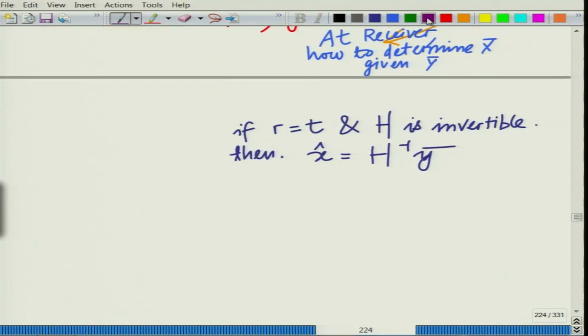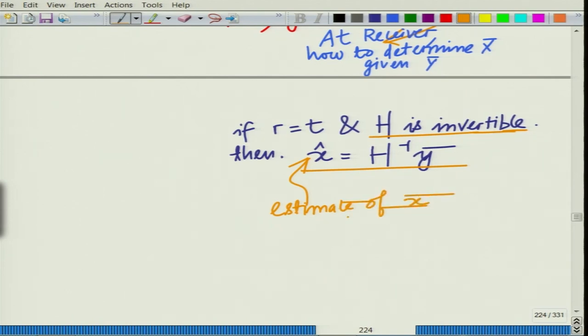That is, if R equals T, that is H is a square matrix and H is invertible, then we can form X hat, the estimate of the transmit vector X bar, as simply X hat equal to H inverse Y, because H is invertible. At that point, we had realized that we cannot use this if R is greater than T. Then how do we do it? Now we are at the right point to address that question.